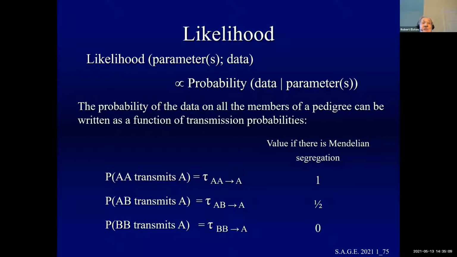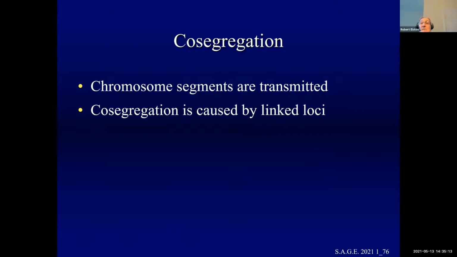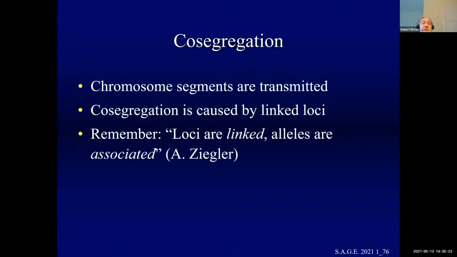In the case of co-segregation, we have to remember that chromosome segments are transmitted. Co-segregation is caused by linked loci. And remember, and this was Andreas Ziegler who made this wonderful expression, loci are linked, alleles are associated. You will never forget if you remember that. Loci are linked, not alleles. Alleles are associated.